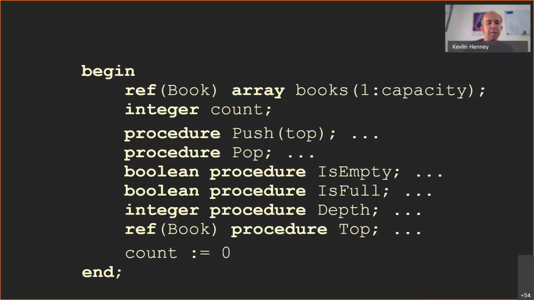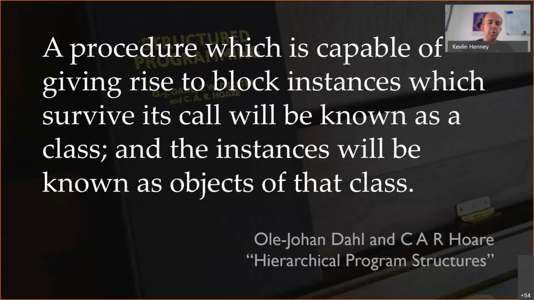But there's some really interesting ideas. What if we go the next step? Because the observation was made in this section called hierarchical program structures. So what we've discovered is that a block can hold behavior, and it can hold data, and it can hold code that runs. That's a really interesting idea. I wonder if we can do anything with that. A procedure which is capable of giving rise to block instances which survive its call will be known as a class, and the instances will be known as objects of that class.